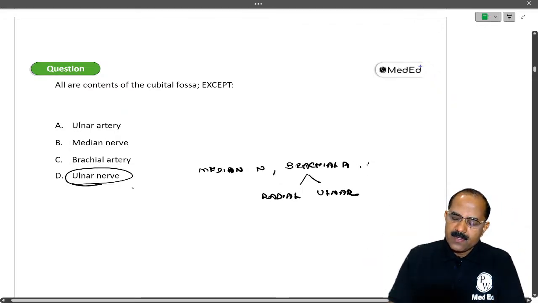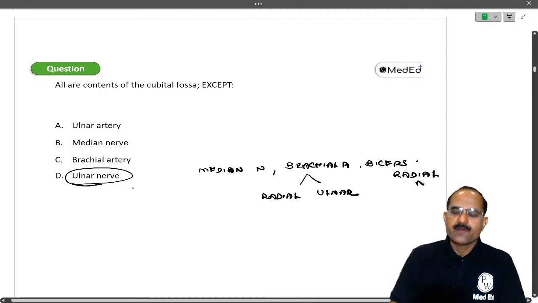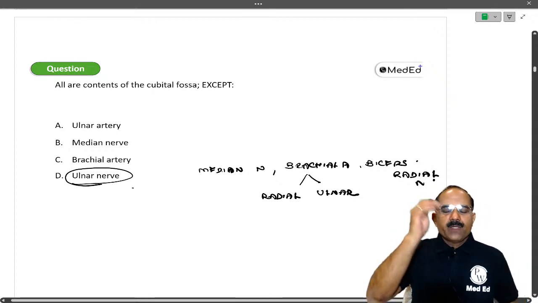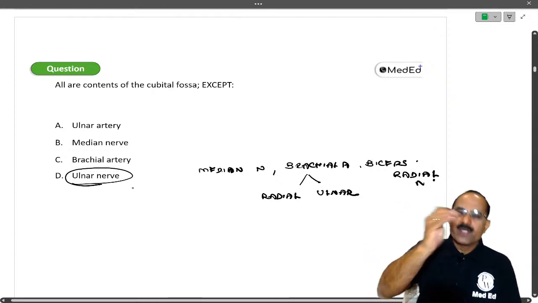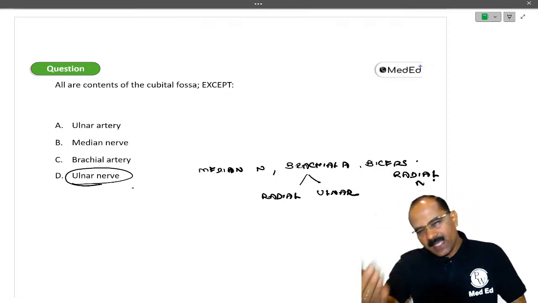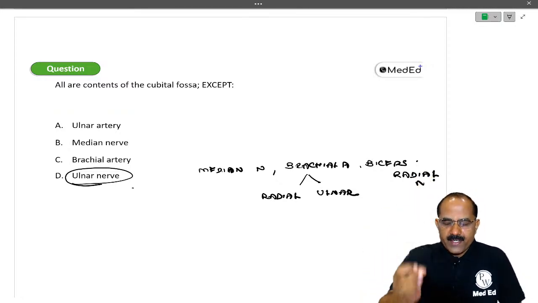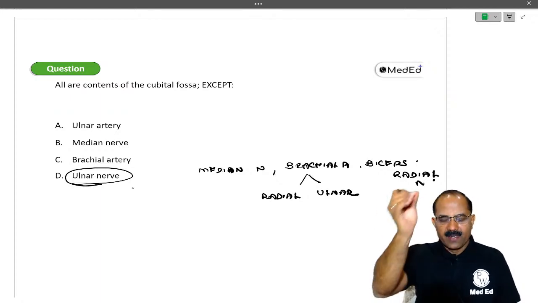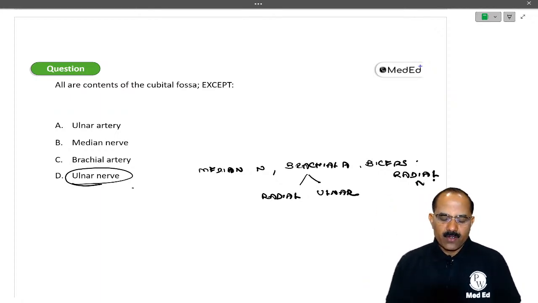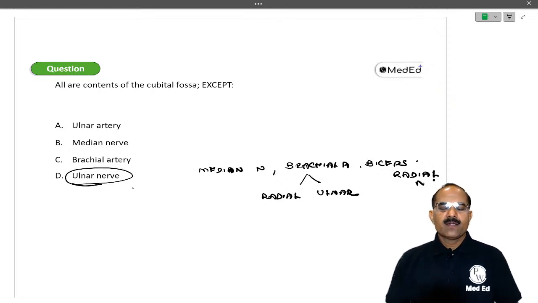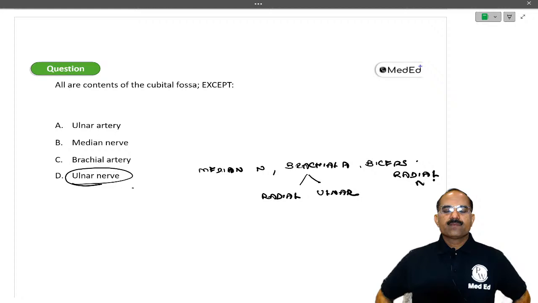The third is the tendon of biceps. And the fourth is the radial nerve. So median nerve, brachial artery with its two terminal branches, the tendon of biceps and the radial nerve. But the ulnar nerve is not a content of cubital fossa. Remember this. Okay? Clear to all of you?